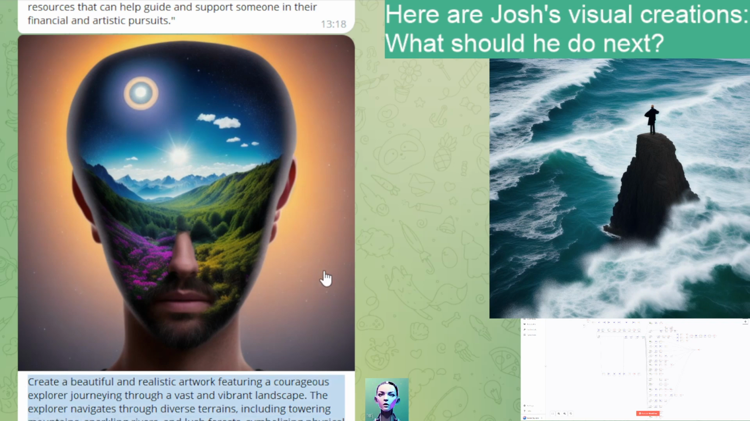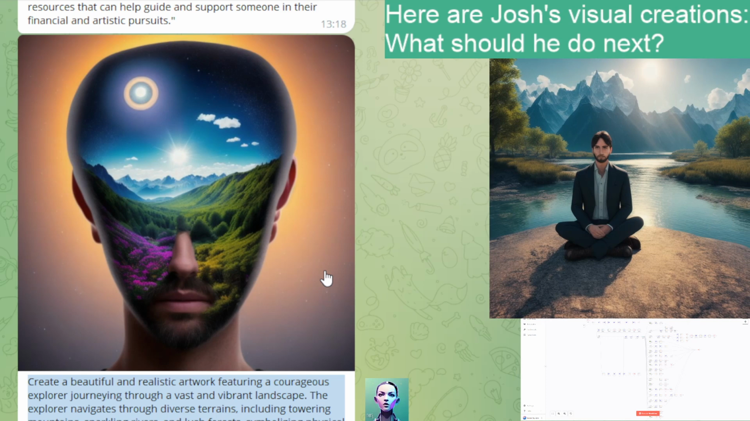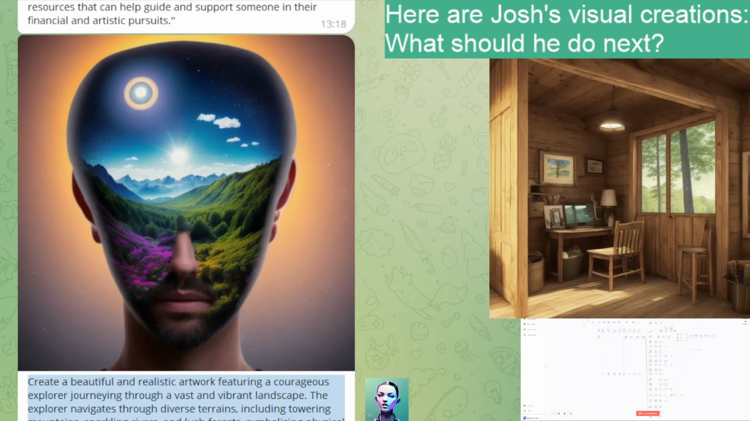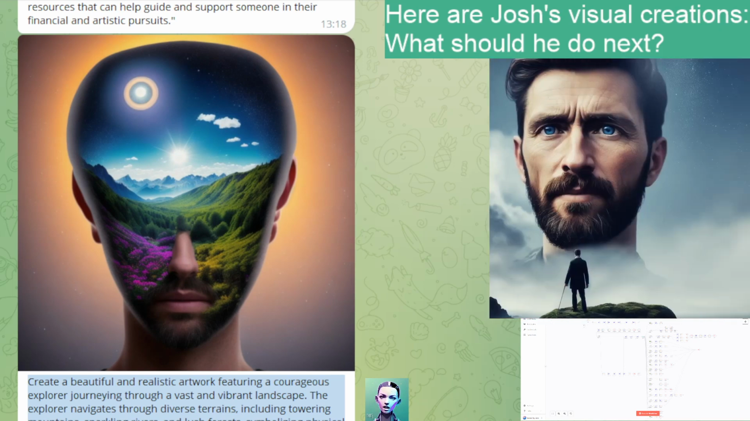Another course, Investment Strategies and Portfolio Management, provides tools and techniques for creating profitable investment portfolios. The results also include information on the benefits of saving, budgeting, and investing, as well as the use of blockchain technology in energy trading. Overall, the results offer a variety of resources that can help guide and support someone in their financial and artistic pursuits.